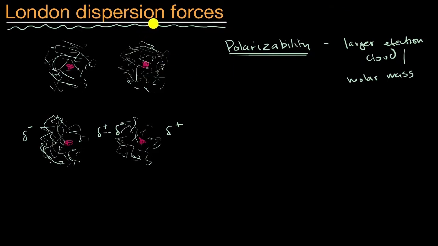So generally speaking, the larger the molecule, because it has a larger electron cloud, it'll have higher polarizability and higher London dispersion forces. But also the shape of the molecule matters. The more that the molecules can come in contact with each other, the more surface area they have exposed to each other, the more likely that they can induce these dipoles in each other.